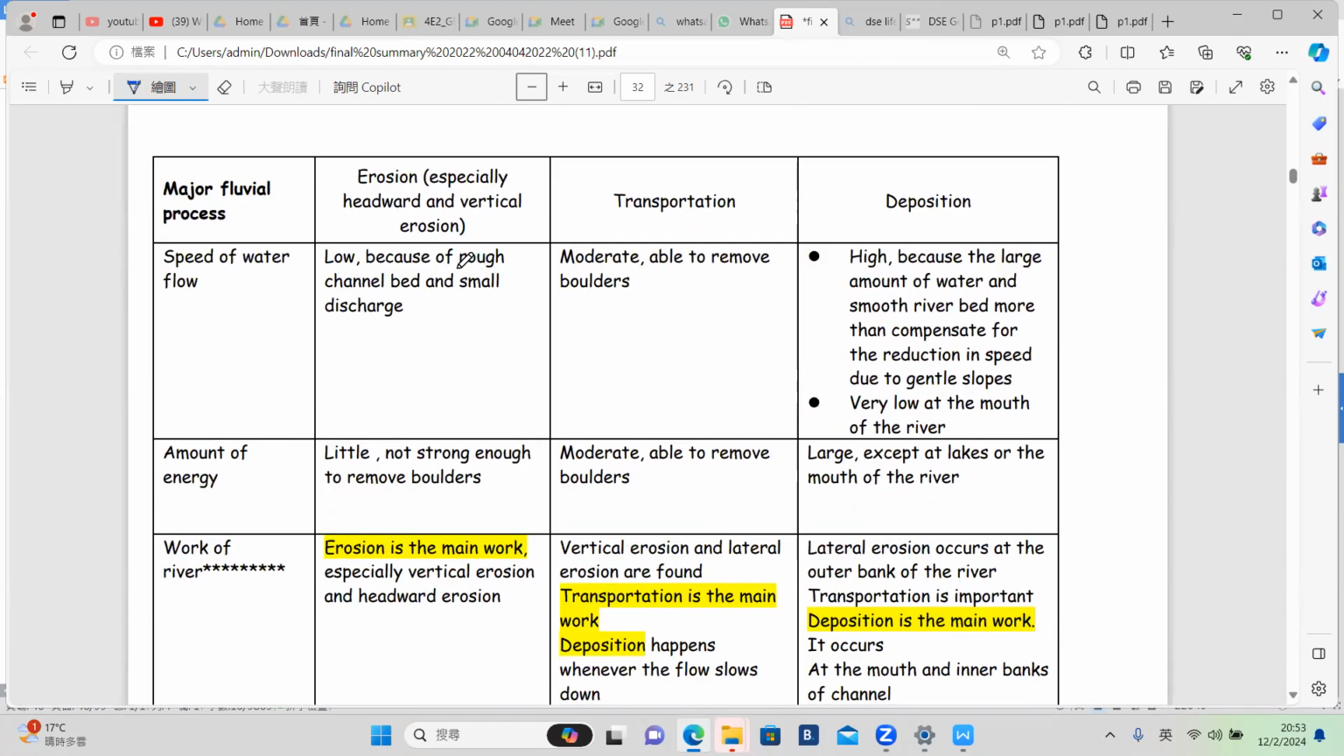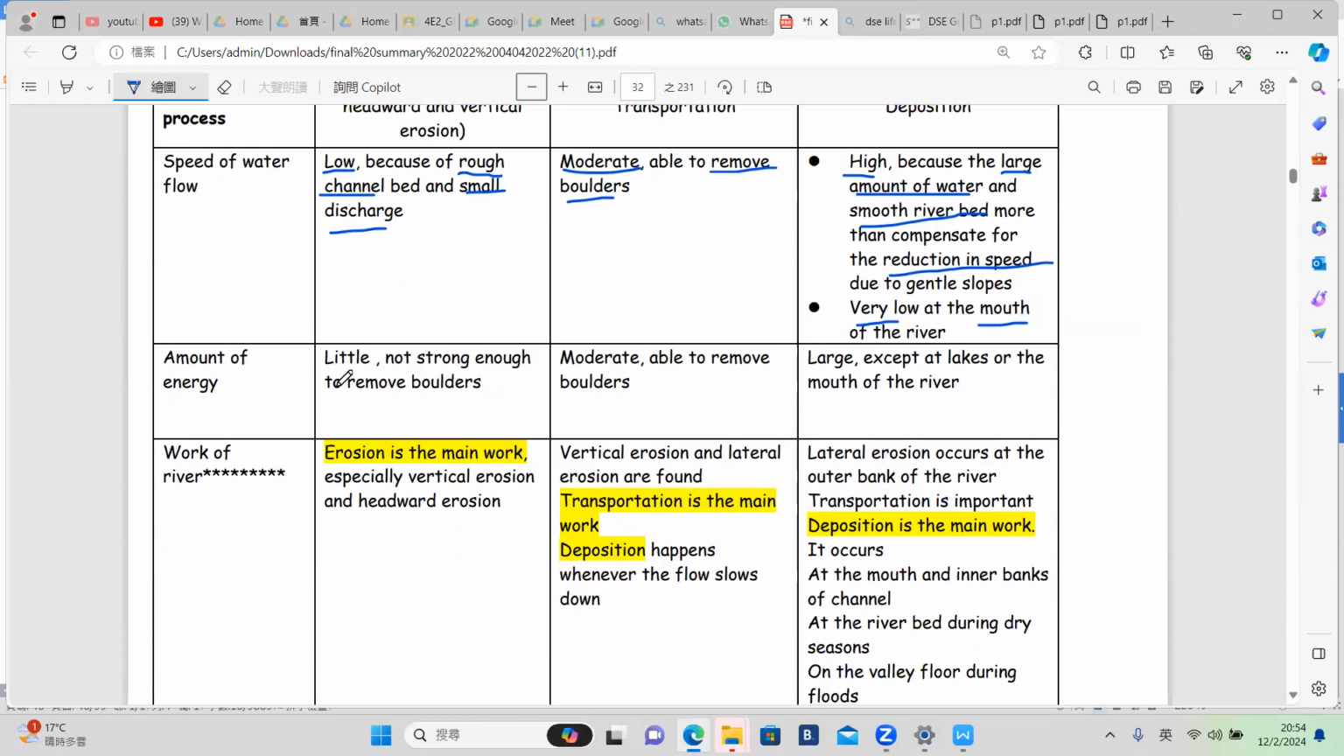Okay, as I have mentioned before, the rough channel and also small discharge make the speed of water flow low. Okay, relatively the middle course is moderate because they are more able to remove the boulders. Okay, for deposition, the speed of water flow in the lower course is high because in general there is a large amount of water and a smooth riverbed. Okay, reduction of speed. Okay, very low at the mouth. Okay, amount of energy about the speed leads to it for the upper course. Okay, large in terms of the lower course.